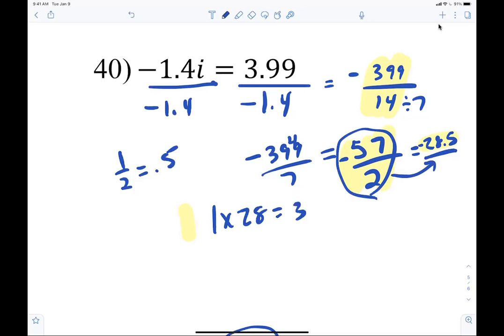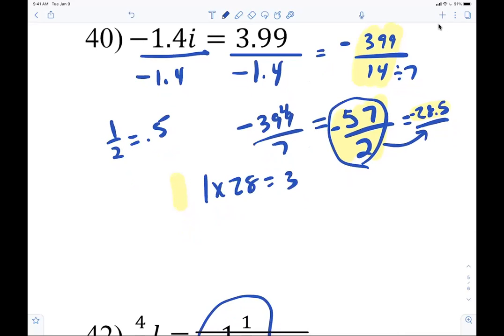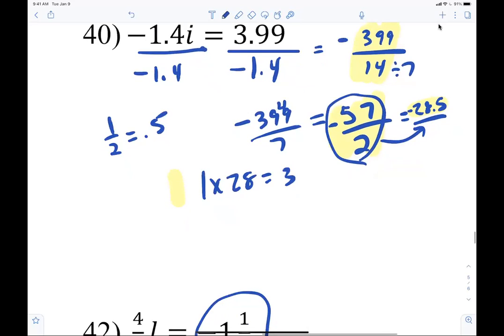How does 1.4 times 28.5 equal 3.99? It's just like looking at it, nothing else makes sense. Because I'm like, wouldn't it answer like... You're exactly right.